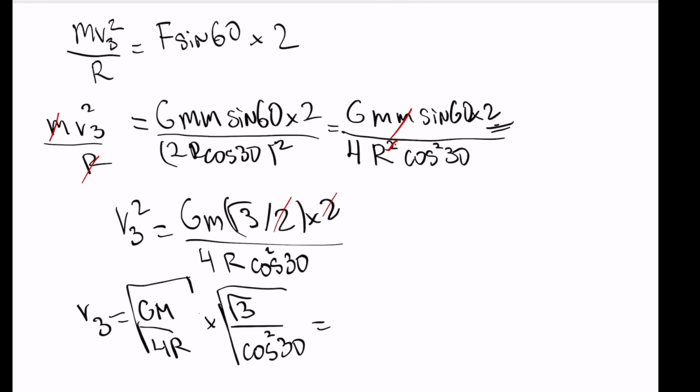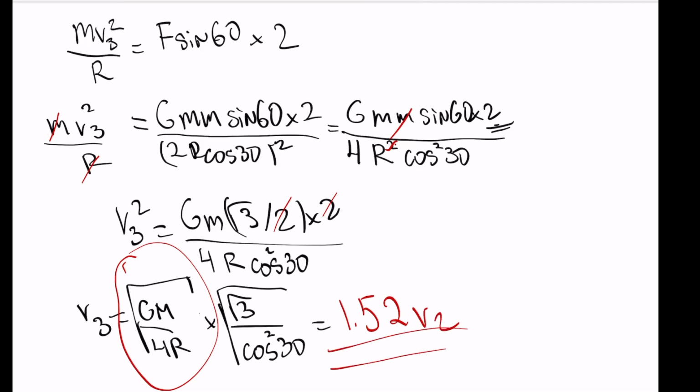Now this is probably best to be inputted into a calculator, but this thing over here, that's just v2. So let's put the rest into a calculator. Square root of 3 over cos of 30 degrees squared. And this here is going to give me a factor of around 1.52 v2, which is our final answer.